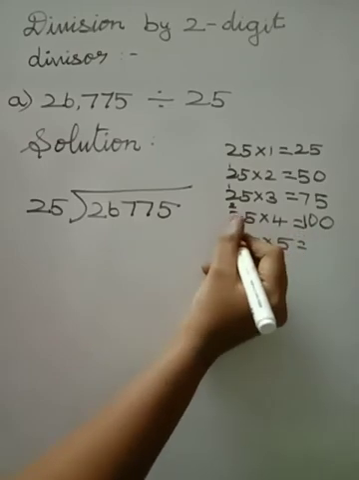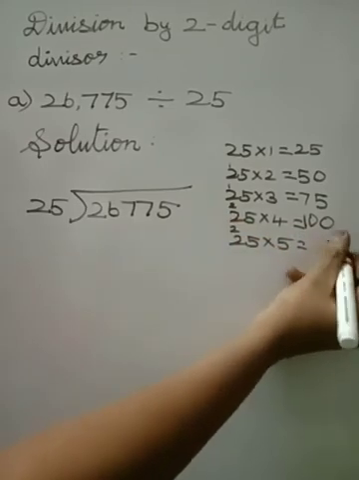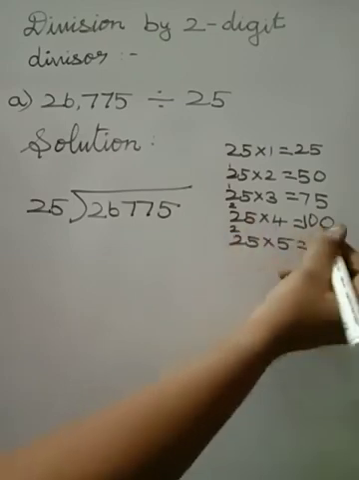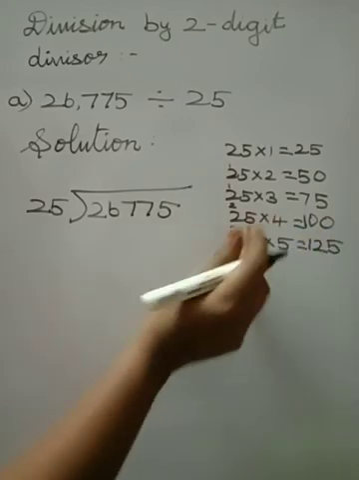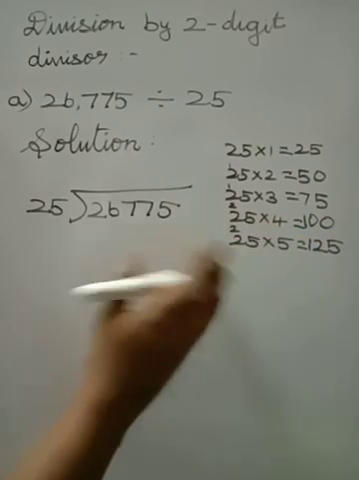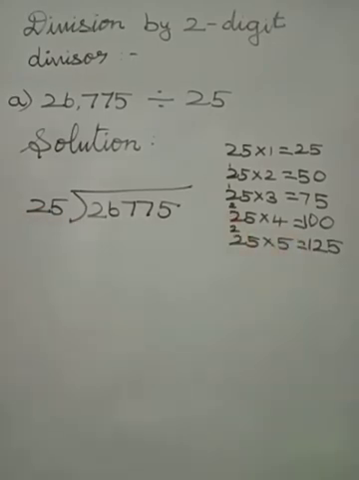5 fives are 25. 5 twos are 10 plus 2, 12. So first we will see up to 5. Okay, if you want the numbers, we can write the remaining also.